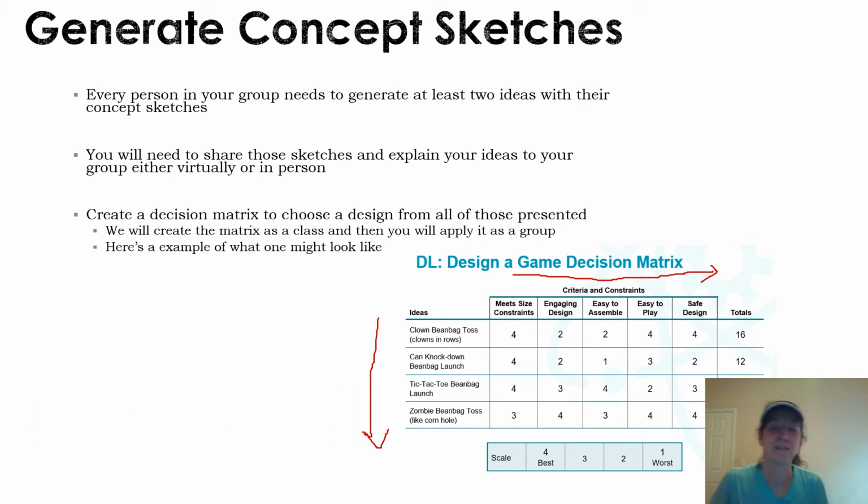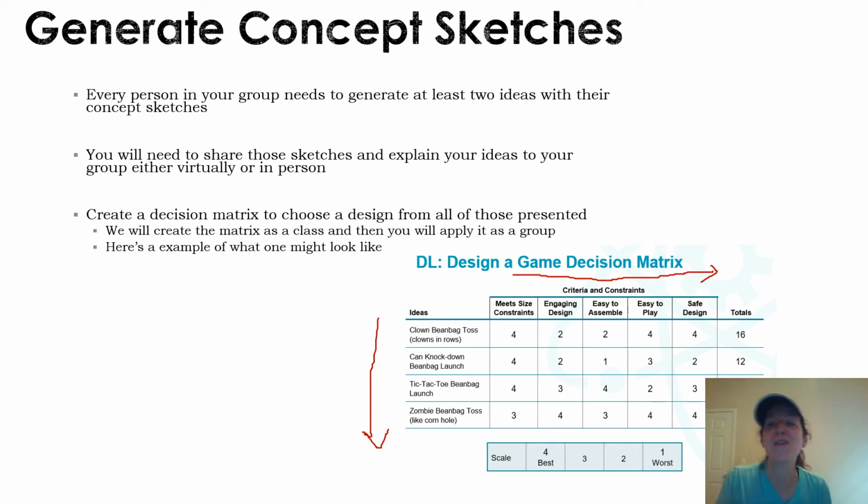So it wasn't like a wipe-this, like we can't use this design at all. Easy to assemble. Okay, and they ranked these like 4, 3, 2, 1, and so forth on the ease of assembly, ease of play, safe design. I don't know what's going on with this one, the can knockdown, but it doesn't look like it's easy to assemble, and it doesn't look like it's safe.